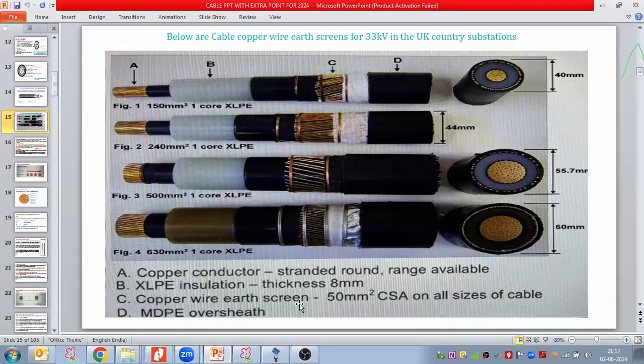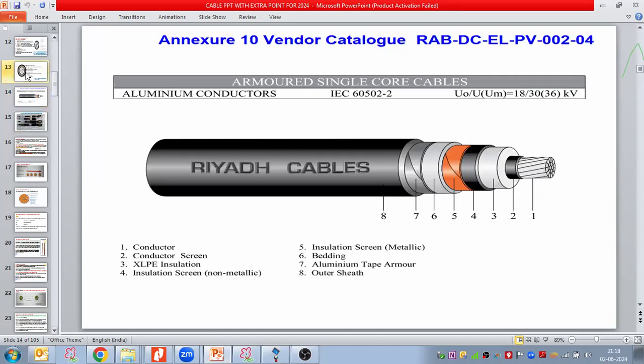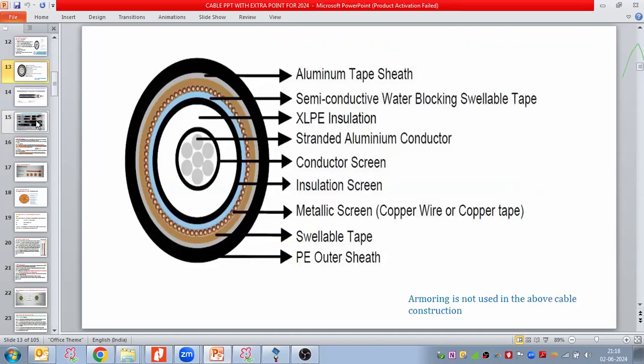Copper wire earth screen. It is copper wire earth, because this screen will connect to the earthing system. Due to this reason, it is written as earth. Sir, sometimes they are using the cover tape also, no? Yeah, sometimes paper as well. We have some examples of paper screens as well. Yeah, sometimes they take paper as well.